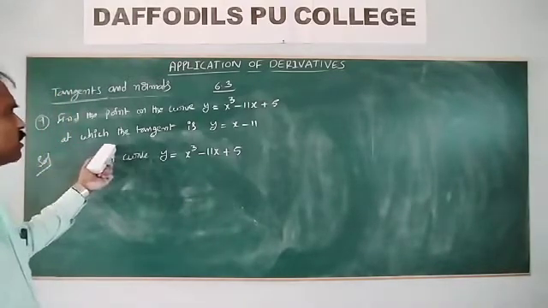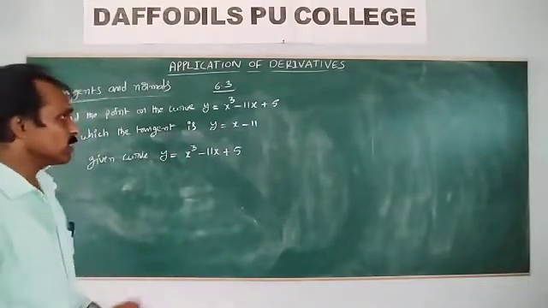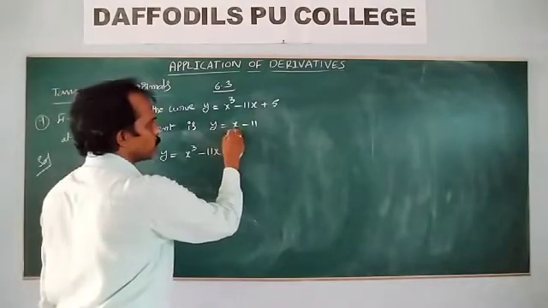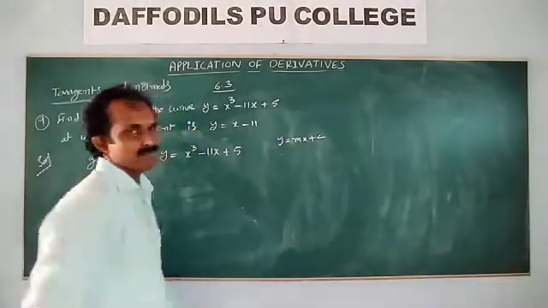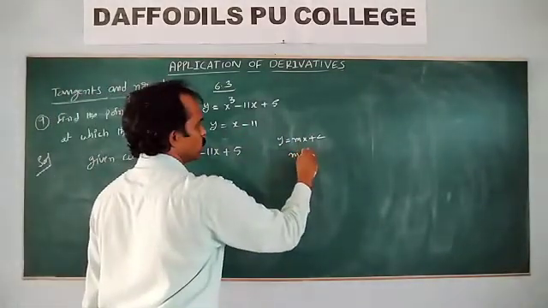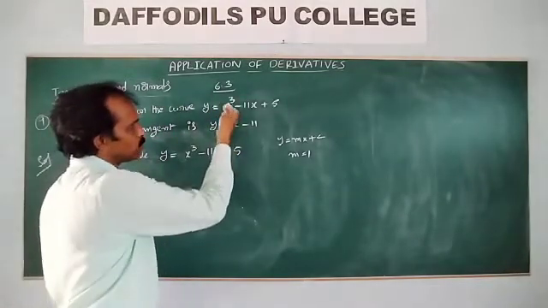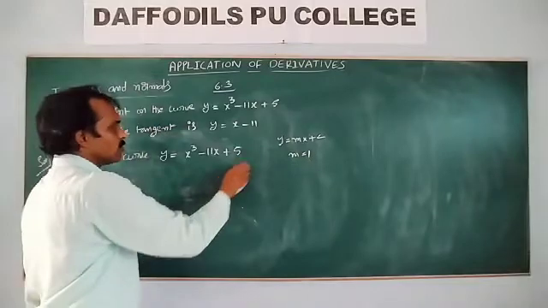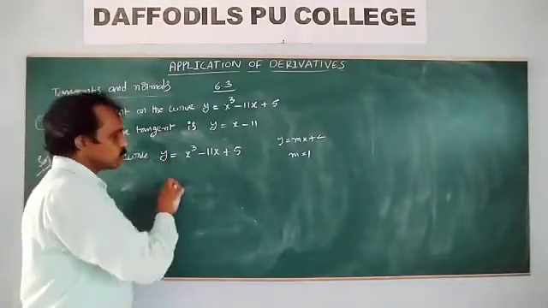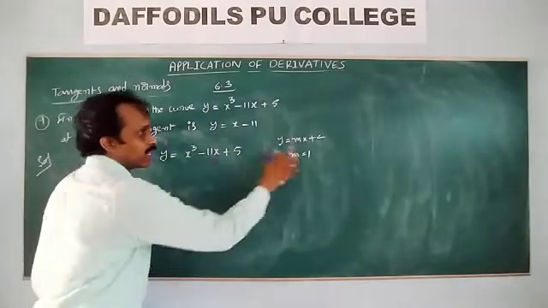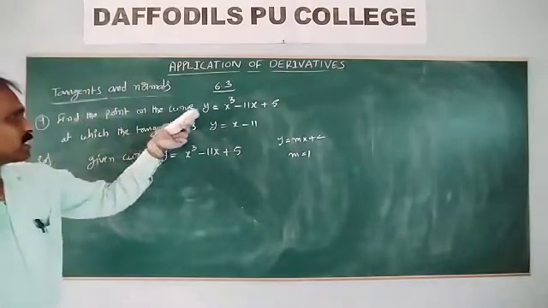What is the given condition? For this curve, the tangent is already given. What is this line's slope? This line is of the form y is equal to mx plus c, where m is the slope. Here the slope is equal to 1. So this is the tangent to the curve. From the curve, find the slope of the tangent, dy by dx. This line's slope and dy by dx are both the same, so equate them. That is the meaning.